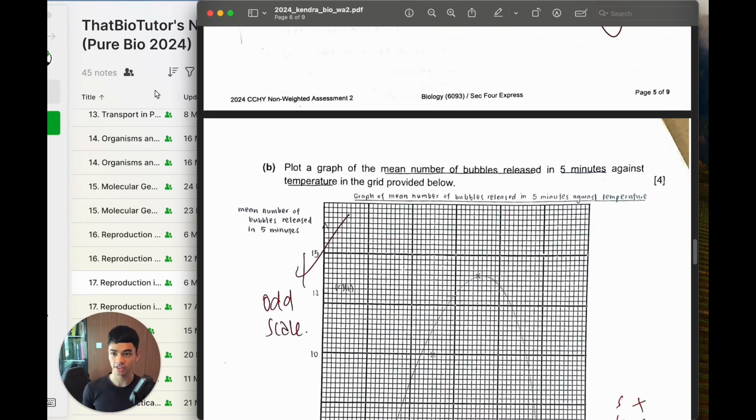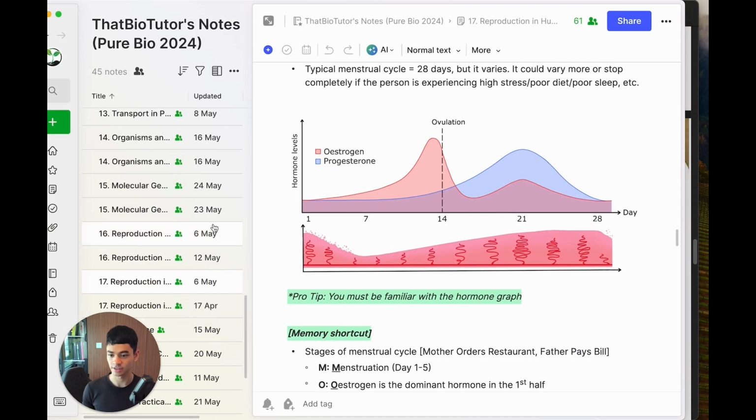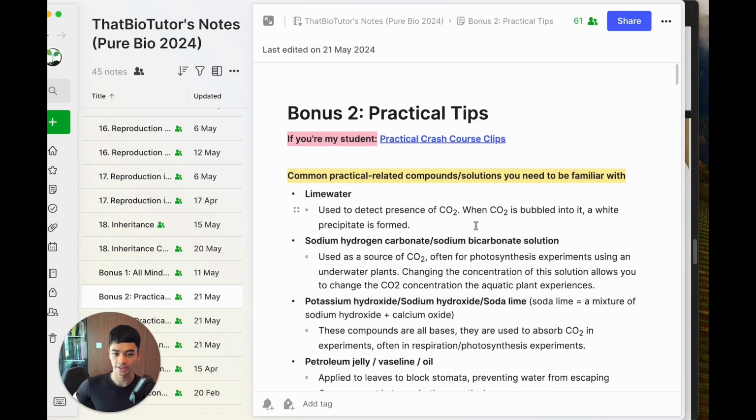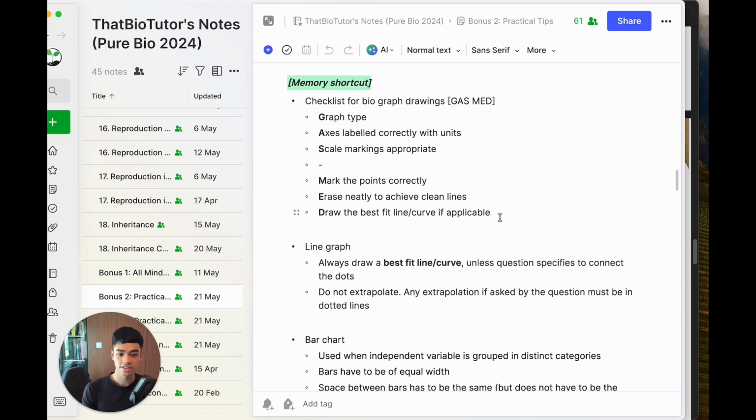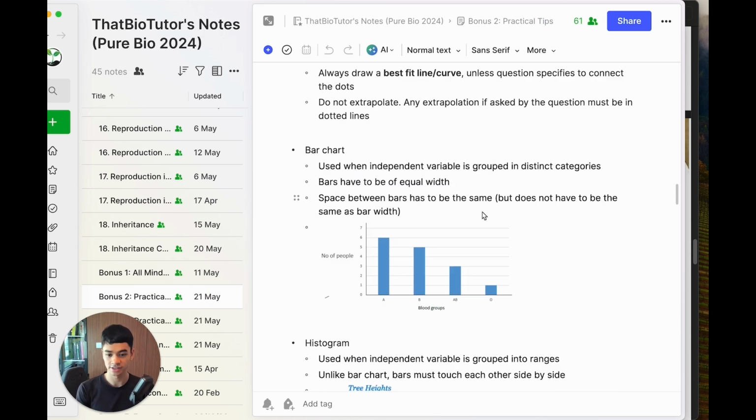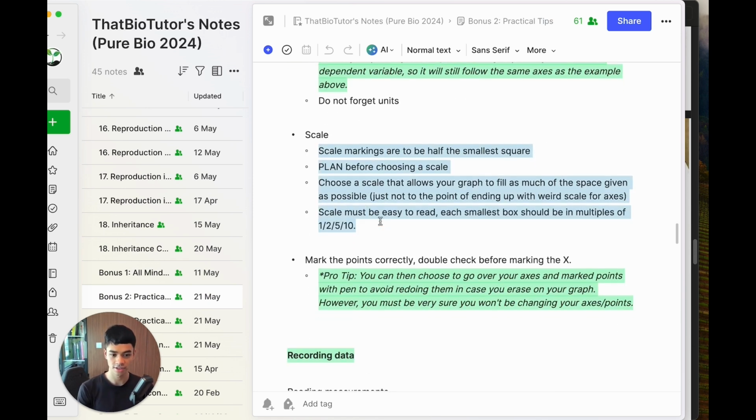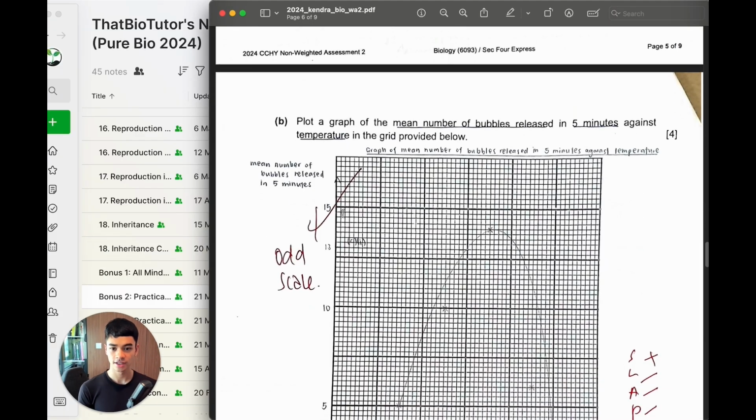There was this graph one. Okay, let me see if I have some graph-related tips. So we have this checklist, and okay, scale markings. This should help you all. So let's look at this one, right?